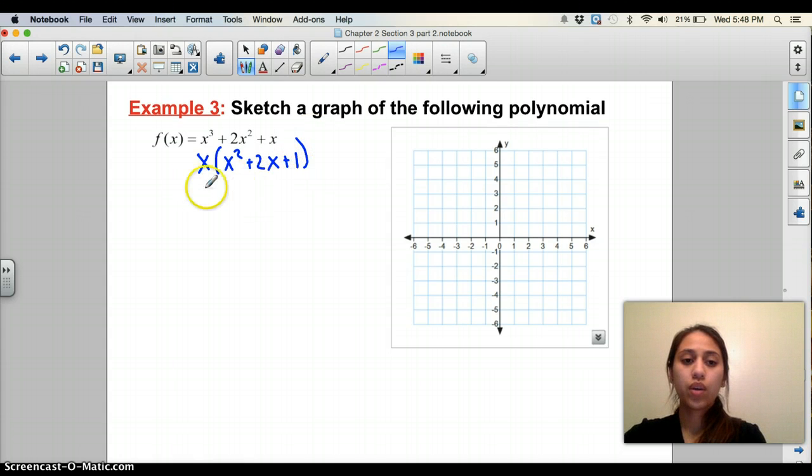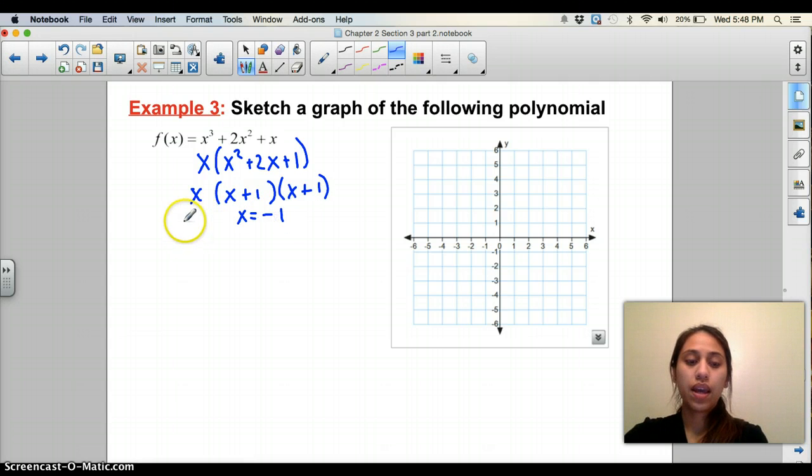Okay, and we can actually factor this down more. This one actually isn't too bad. It's x plus 1 times x plus 1. So that's where our double root comes into play. In each case, it'd be x is equal to -1, and x is equal to 0 for this x here. So we'll go ahead and plot those, x equal to 0 and x equal to -1.